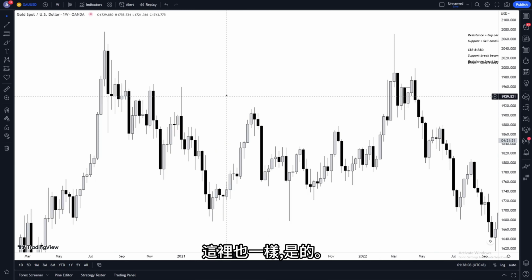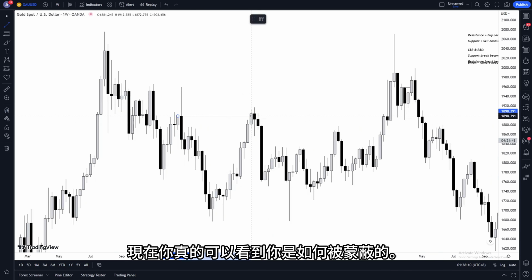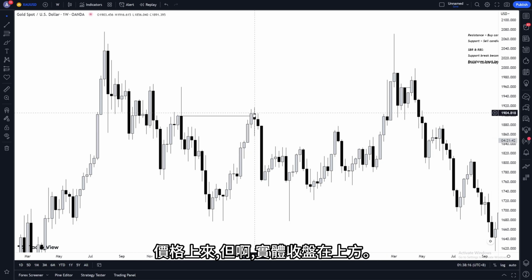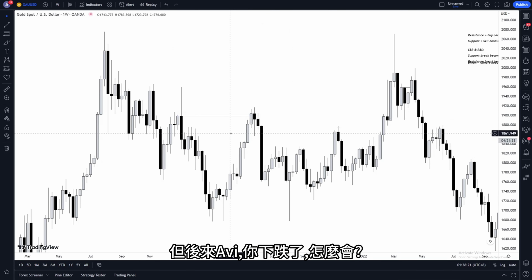Same deal here. And now you can really see how you can get blindsided. Buy, sell, resistance. Price comes up, and the body closes above. But then, Avi, it dropped down. How come? Don't get blindsided.